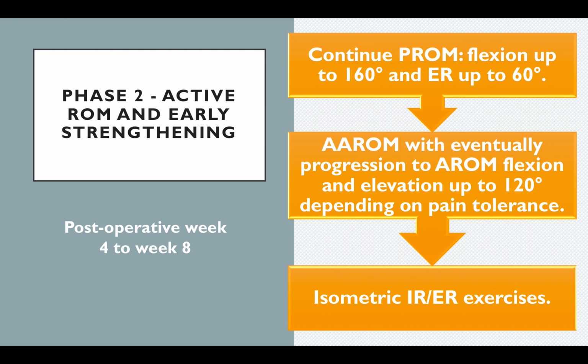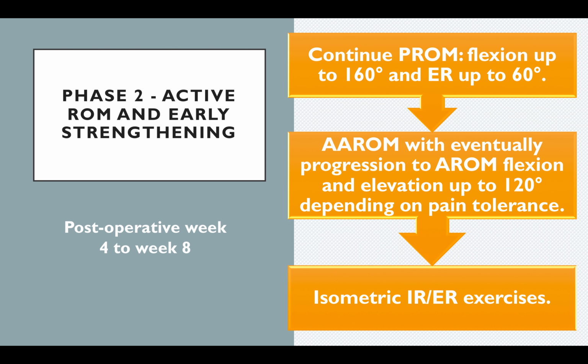As your patient moves to Phase 2, they will begin active range of motion and early strengthening. This typically starts post-op weeks 4 to 8. Of course, keep in mind, your progression relies on your basic rehab principles. The patient's pain, their compliance with their program, their health prior to and after surgery, as well as any surgeon protocol or preference are all going to determine how quickly your patient progresses.